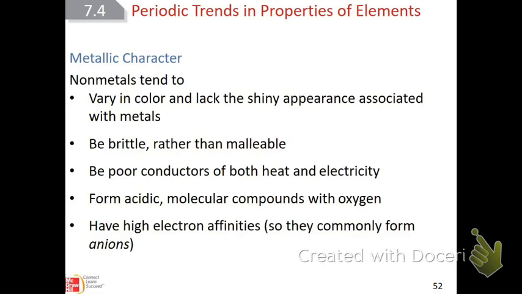They're going to be very poor conductors of both heat and electricity, and they're going to form acid compounds with oxygen, like carbonic acid, things like that. Hydrogen carbonate, those types of things, they're going to also want to gain electrons. So they're going to have very high electron affinities. They're really going to want to hold on to those electrons. And so they're going to hold them tightly. So that means they have a very high electron affinity and a very high ionization energy as well.